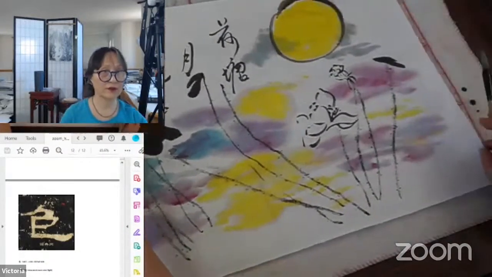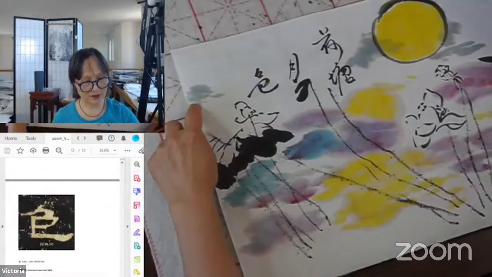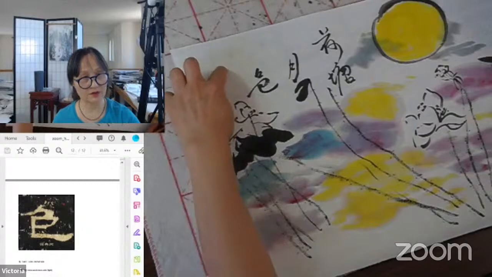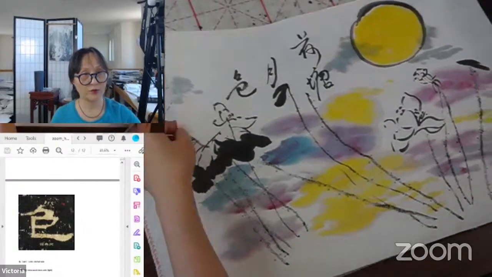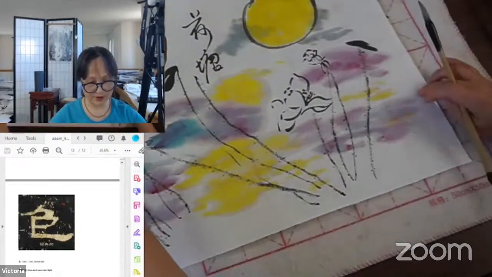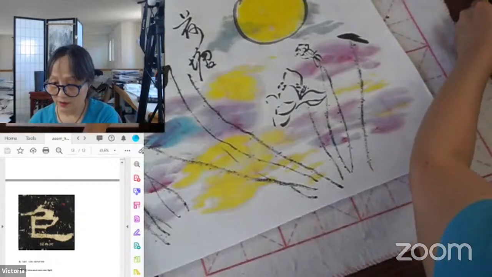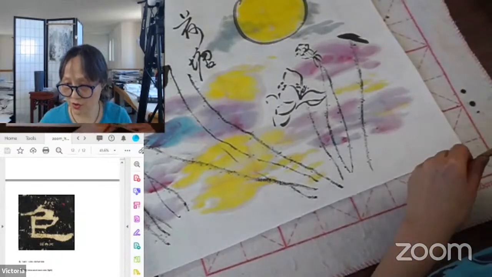I'm thinking, where do I want to put my name? Since here got the splatter, I do not think this is the good spot to put anything else. I want to keep this kind of open, and I put things here better. Okay, small brush.